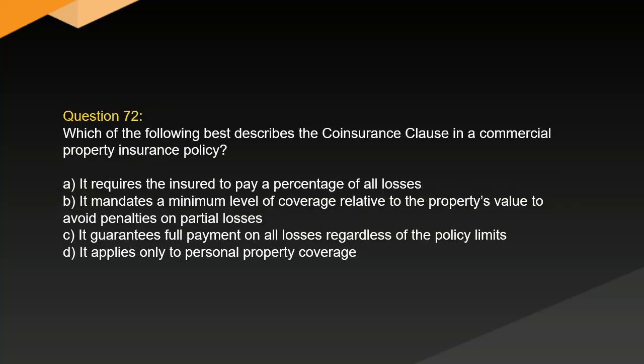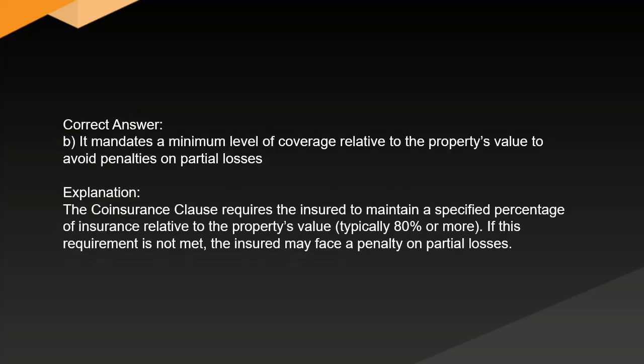Question 72. Which of the following best describes the coinsurance clause in a commercial property insurance policy? A. It requires the insured to pay a percentage of all losses. B. It mandates a minimum level of coverage relative to the property's value to avoid penalties on partial losses. C. It guarantees full payment on all losses regardless of the policy limits. D. It applies only to personal property coverage. Correct answer: B.